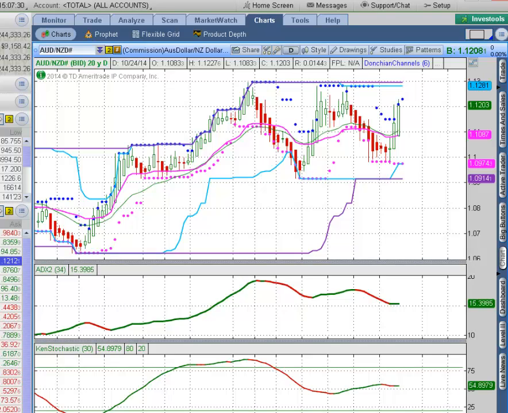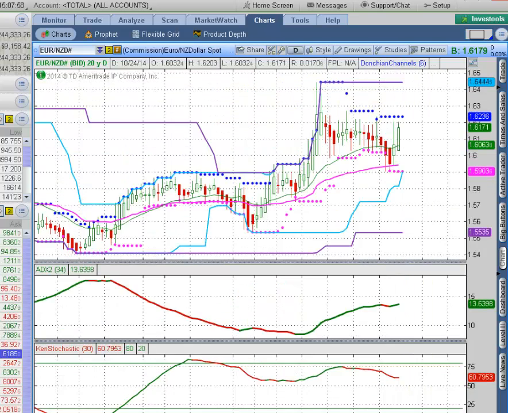So let's look at some currency pairs with the New Zealand dollar. First is the Aussie New Zealand dollar. Price over the last couple of months has been moving sideways. Here's the Euro New Zealand dollar. After breaking out of its sideways channel, price has formed a new sideways channel.